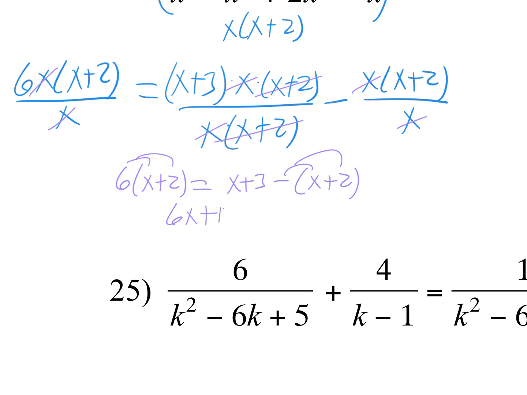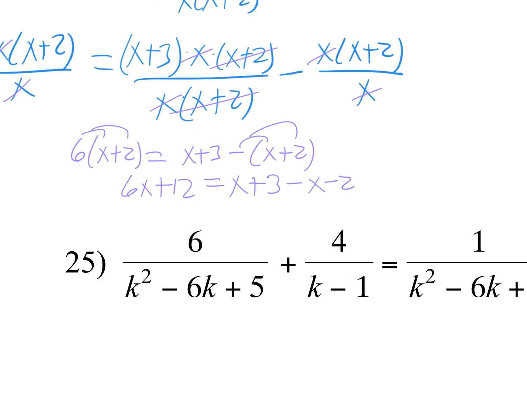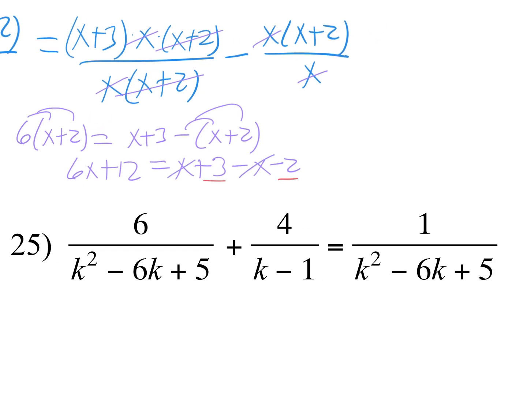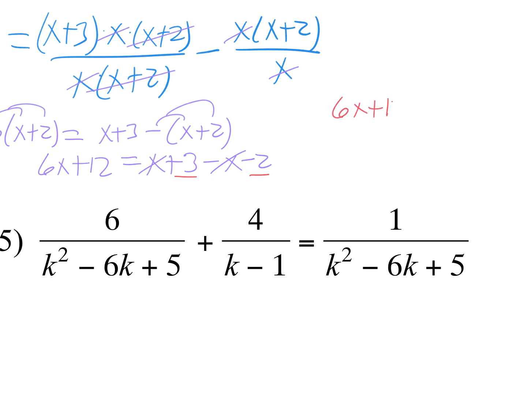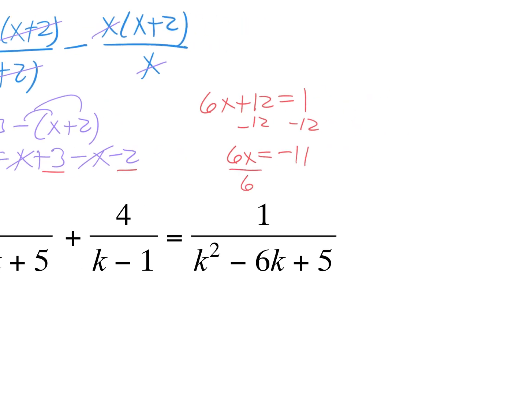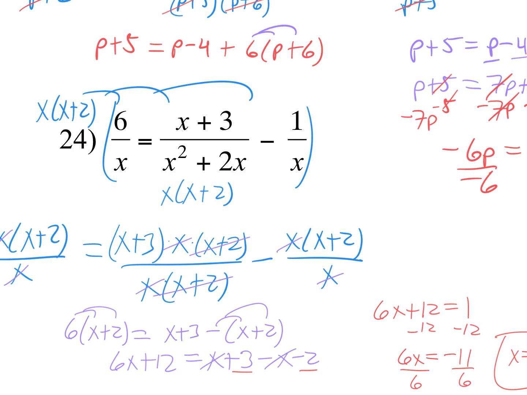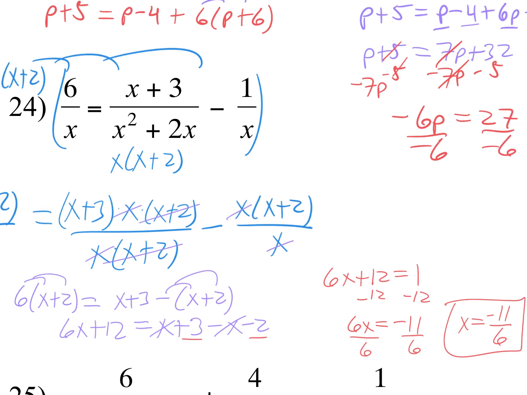So then we get 6x plus 12 equals x plus 3 minus x minus 2. All right, x and x cancel out here because they're like terms. And then 3 minus 2 should just get you 1. So we get 6x plus 12 equals 3 minus 2 is 1. Now let's subtract the 12 on both sides. All right, so then we get 6x equals 1 minus 12 is negative 11. All right, divide both sides by 6. You get x equals negative 11 over 6. All right, and then plugging it back into the denominator here, right, it's not going to get us a 0 anywhere, right? So this is our solution.